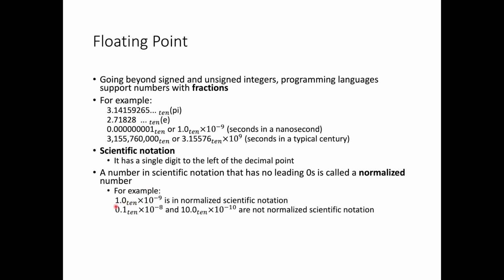So for example, 1.0 times 10 to the power -9 is in normalized scientific notation because it does not have leading zeros, but those two numbers are not normalized scientific notation because the first one has a leading zero, and the second one is not scientific notation because it does not have a single digit to the left of the decimal point.